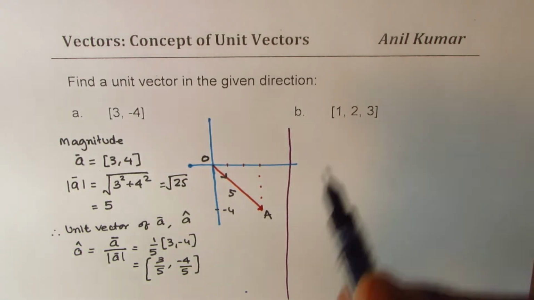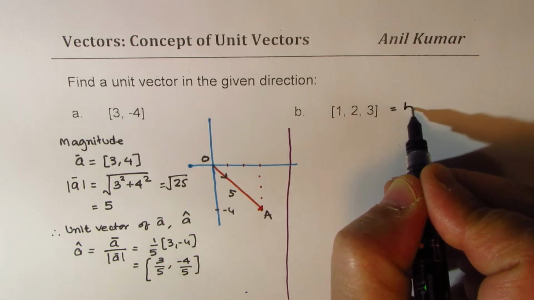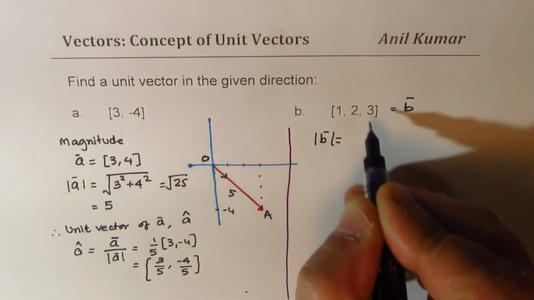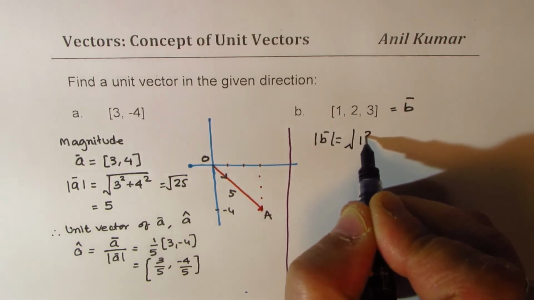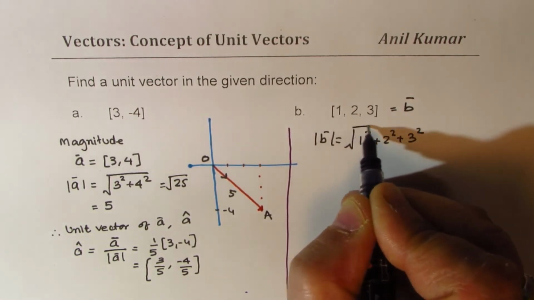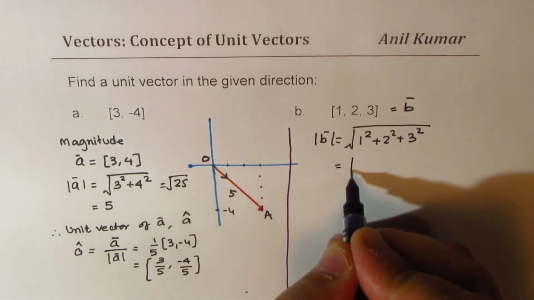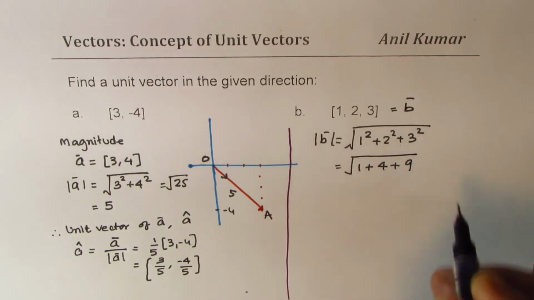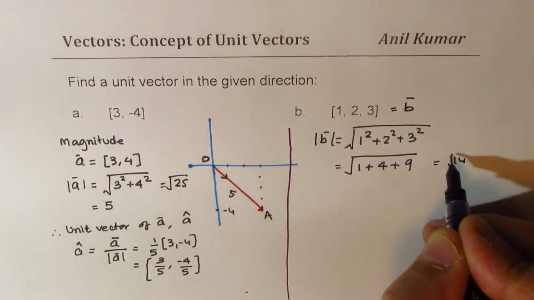So what we'll say is, let's say this is our vector B, right? In that case, let's find the magnitude of B. The magnitude of B will be the square root of 1 squared plus 2 squared plus 3 squared. And that gives you 1 plus 4 plus 9, or square root of 14.